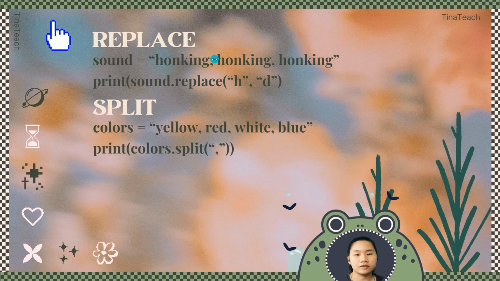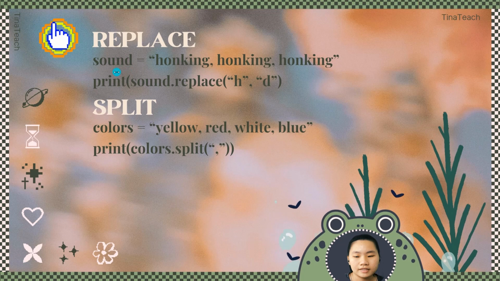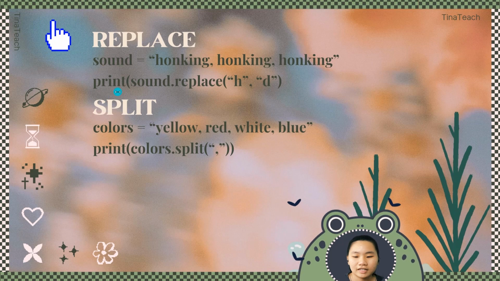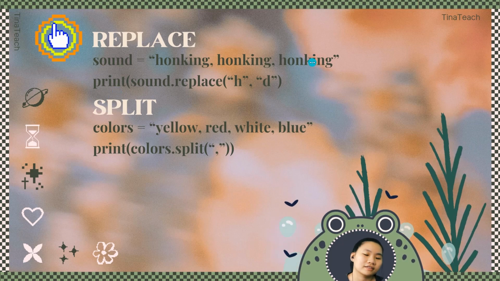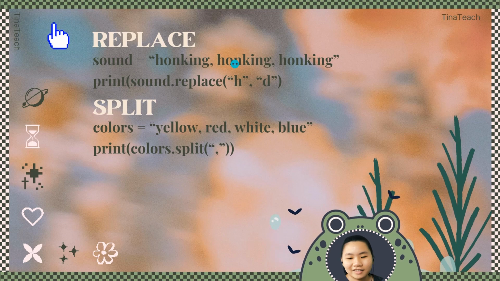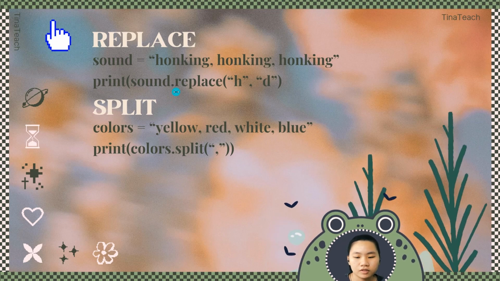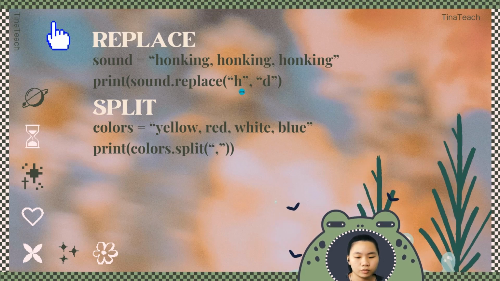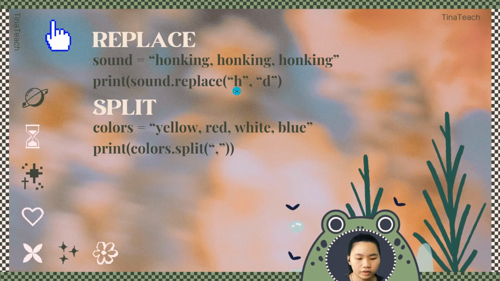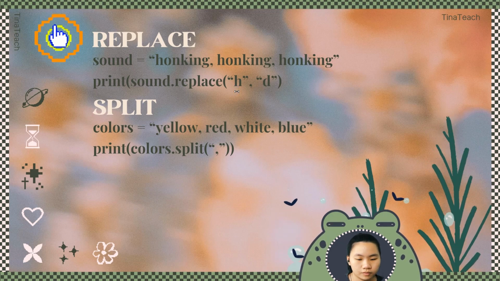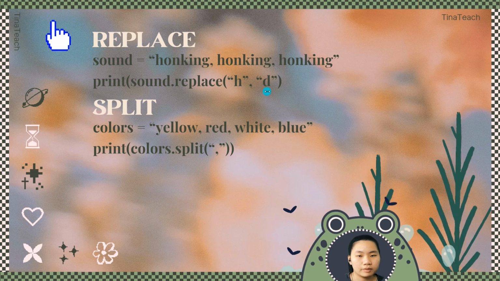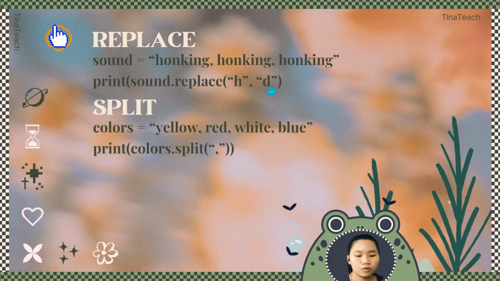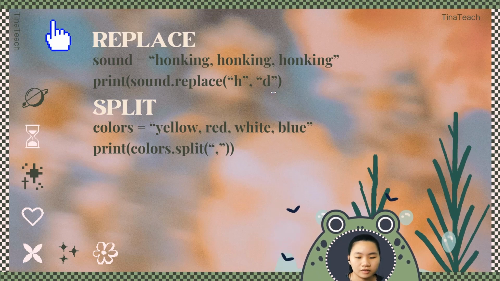Replacing the string and splitting. Okay, replacing is very interesting. Let's say I have the variable sound here and I have honking, right? Now I don't want it to be honking anymore. I want it to be donking, let's say. That sounds ridiculous. But you can use the replace keyword, and for the first argument, you put in the letter or the word or the value that you want to replace. And then the second argument is something that you want to put in instead, okay?